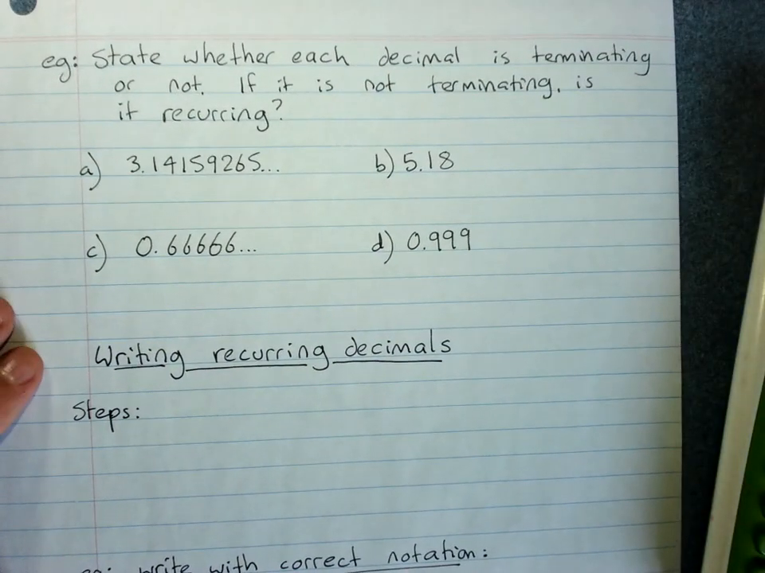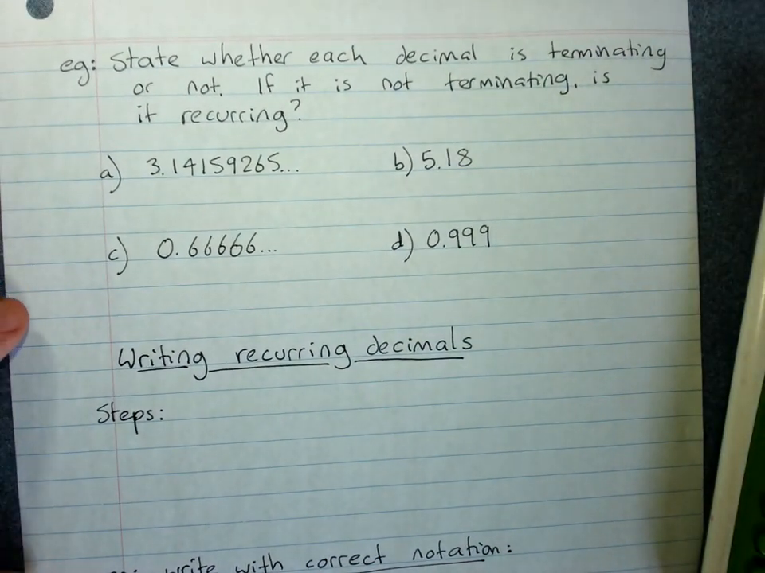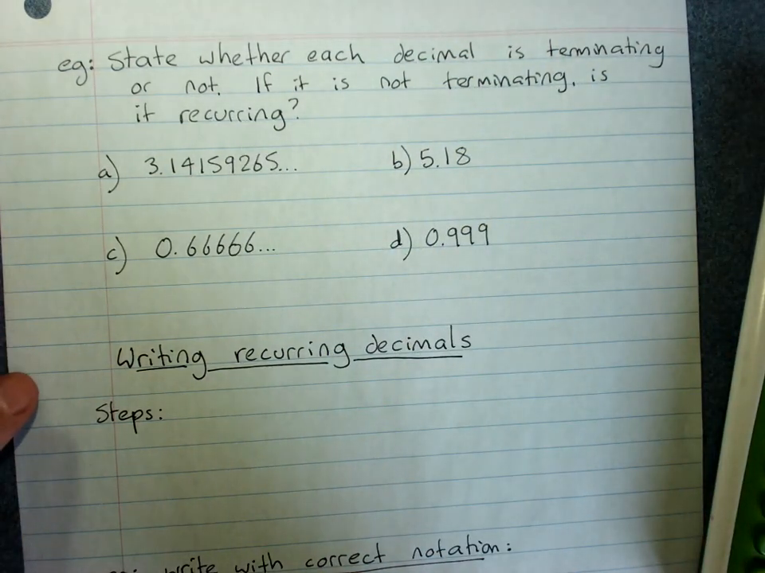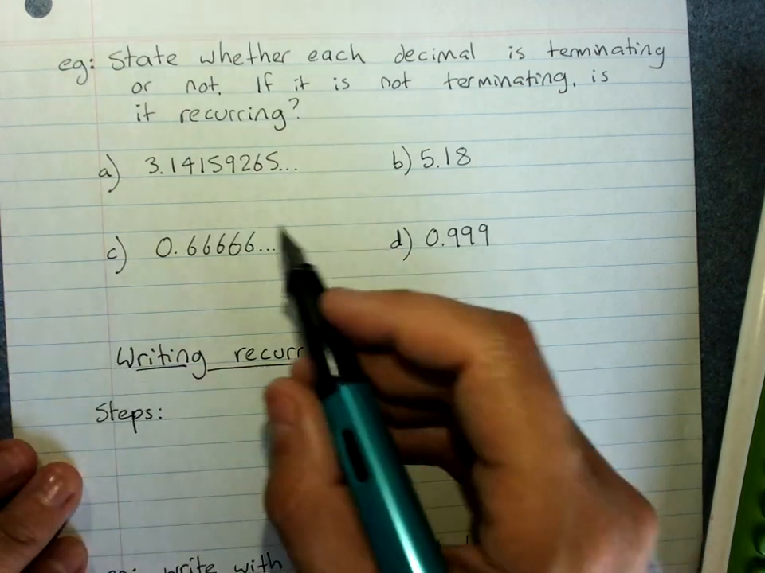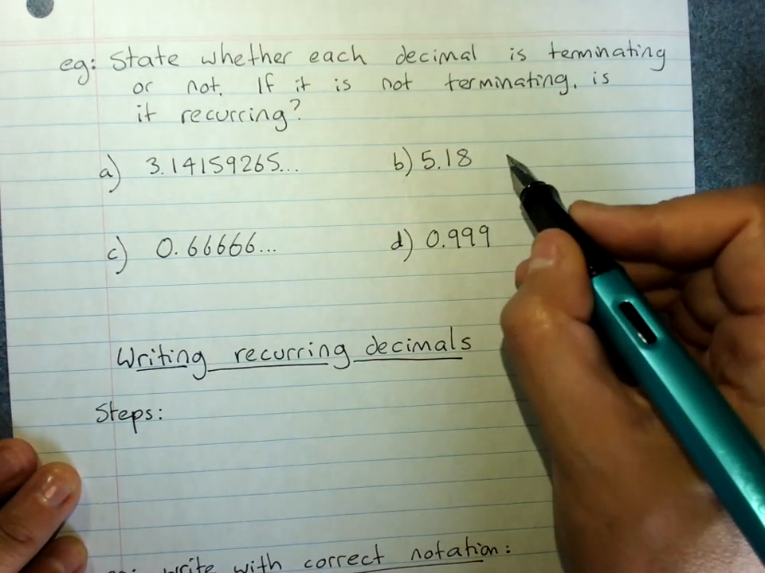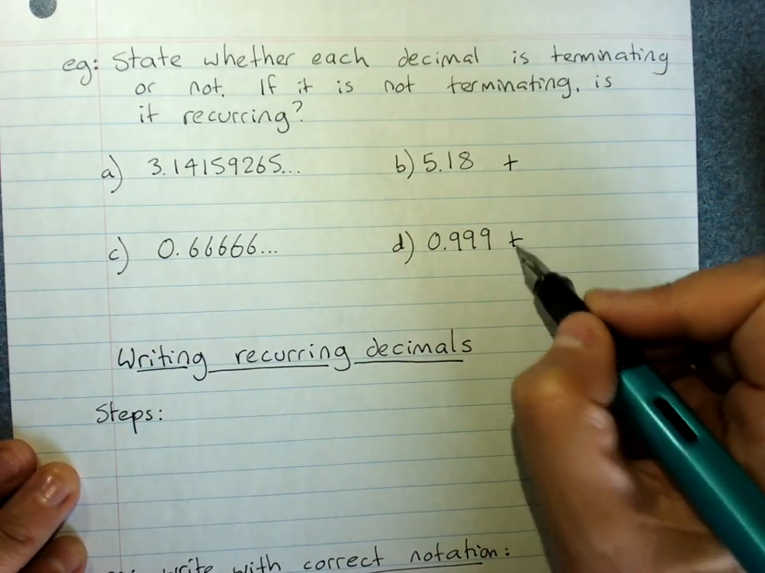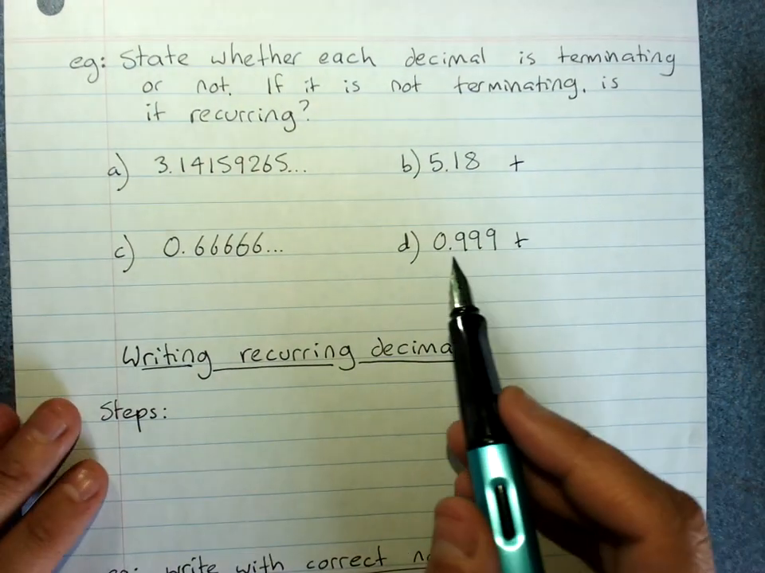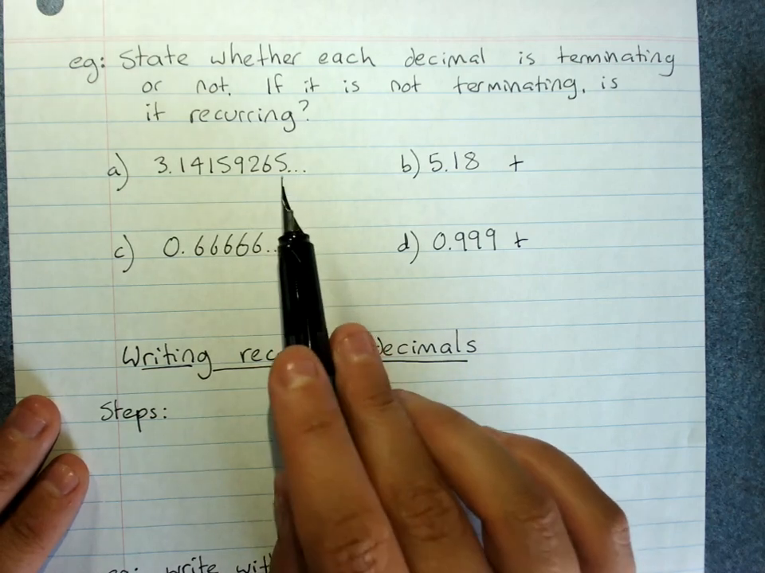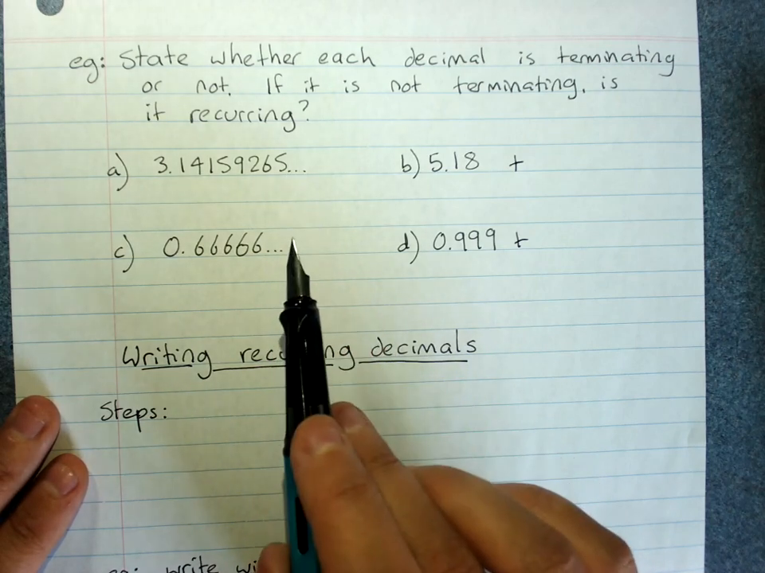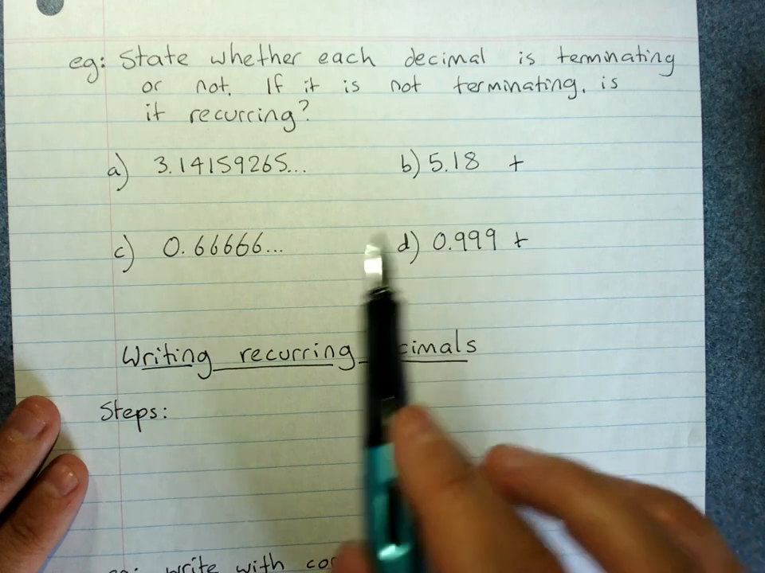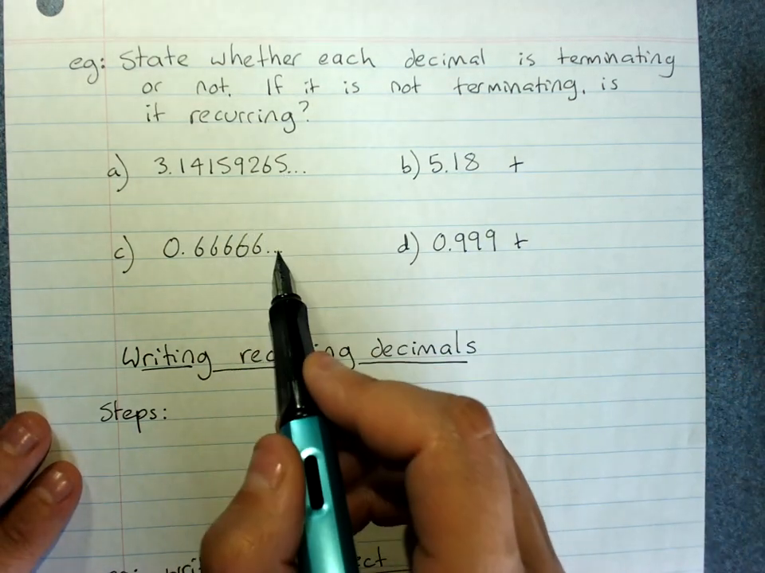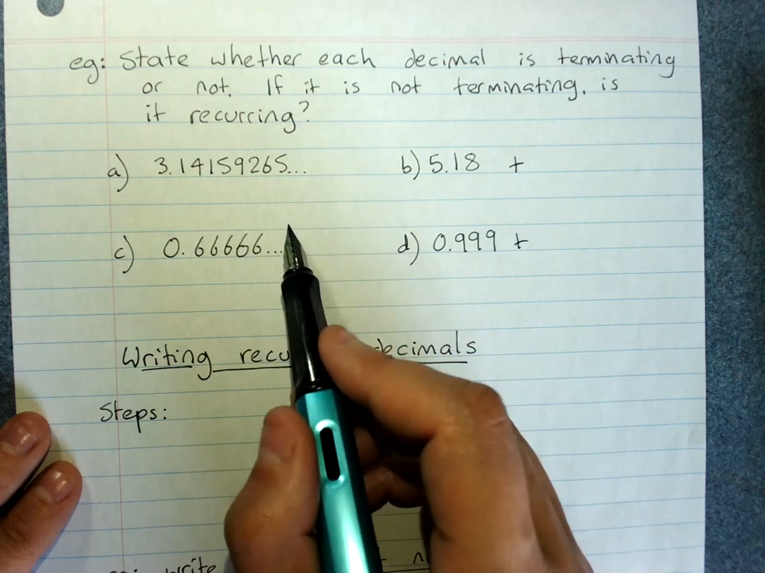So you do need to be able to tell me if a decimal is terminating or not, and if it's not terminating, is it recurring? So the really easy ones are these 2. They're terminating because they just stop. We can tell because there's no dots after them. In a question in a test, to show that it keeps going forever, they'd put dots or write it in a particular way, which I'll talk about later. So these 2 are terminating. These 2 are not terminating.